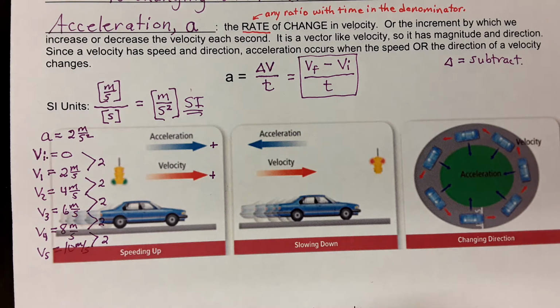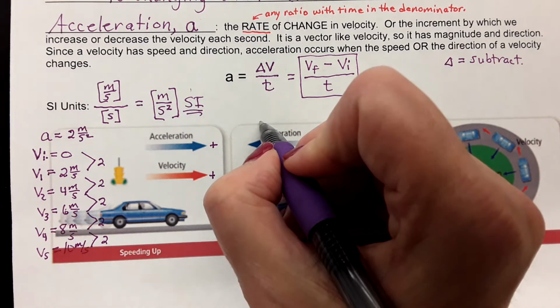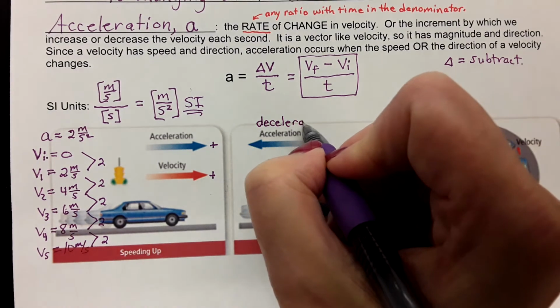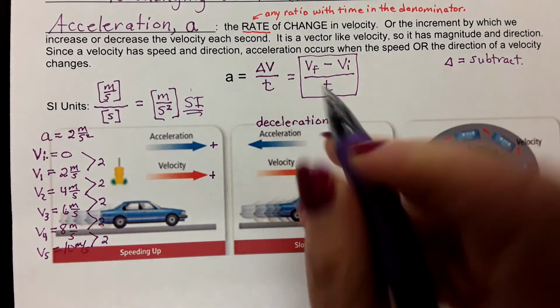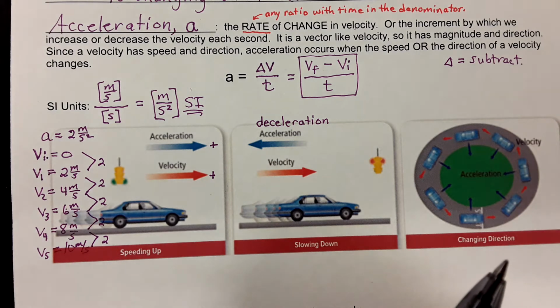Now, that's what happens if you're accelerating, if you're speeding up. But what if you're slowing down? Well, there is another name for acceleration when you're slowing down. A lot of times they call it deceleration. It just means that your acceleration actually points... Oh, hang on just a minute.